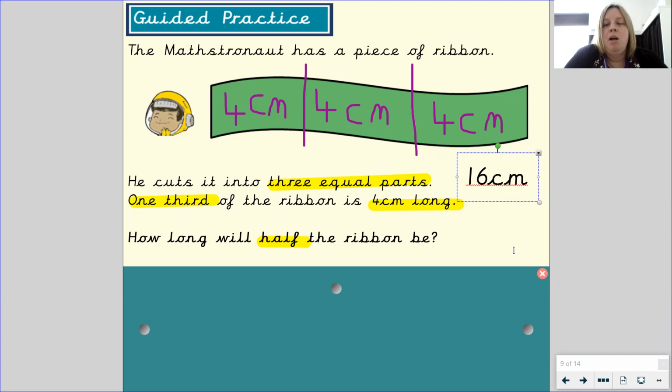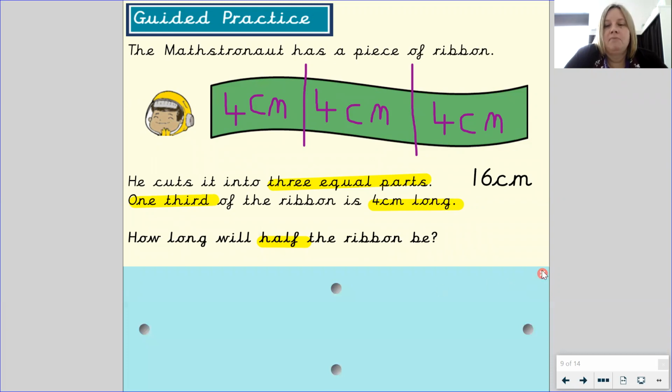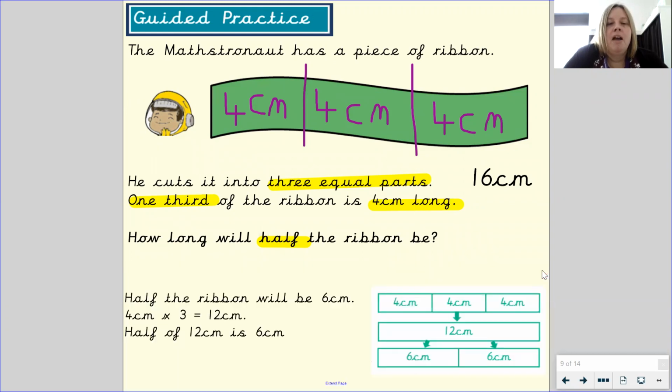Now you need to work out how long half the ribbon is. So you need to work out half of 16. Pause your video and find half of 16 for me. Let's check our answer. So half the ribbon will be 6 centimetres.